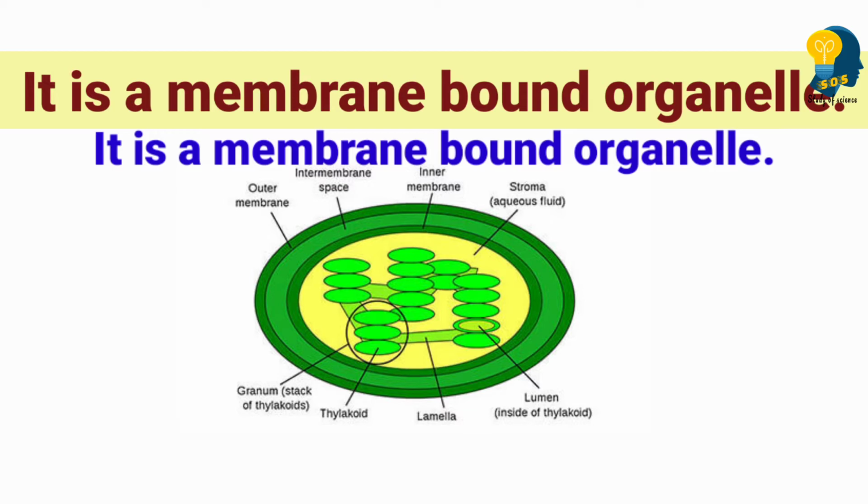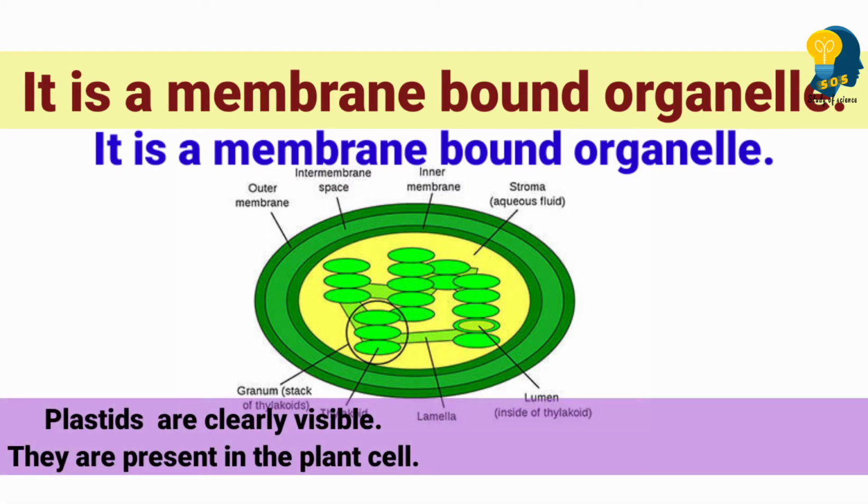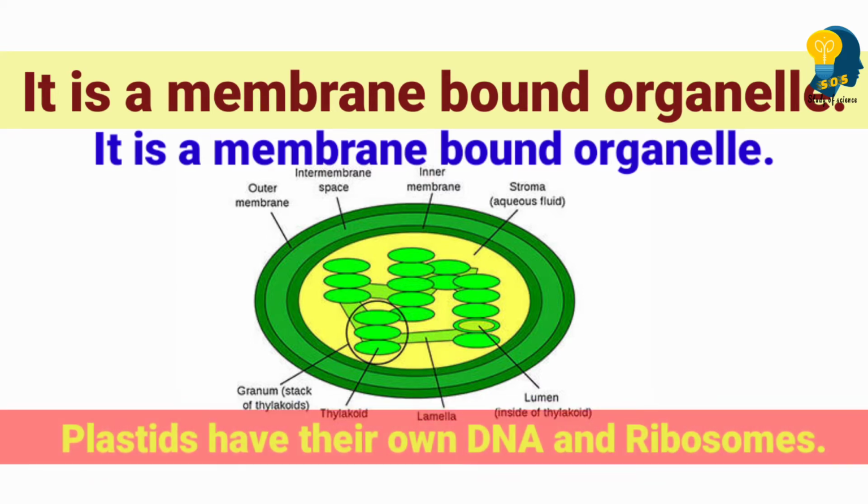Plastids are clearly visible. And these plastids are present only in the plant cell. They do not have any kind of activity to perform in the animal cell. Hence, they are absent in the animal cell. Plastids are only present in the plant cell. Clear? So, plastids also have their own DNA and ribosomes.